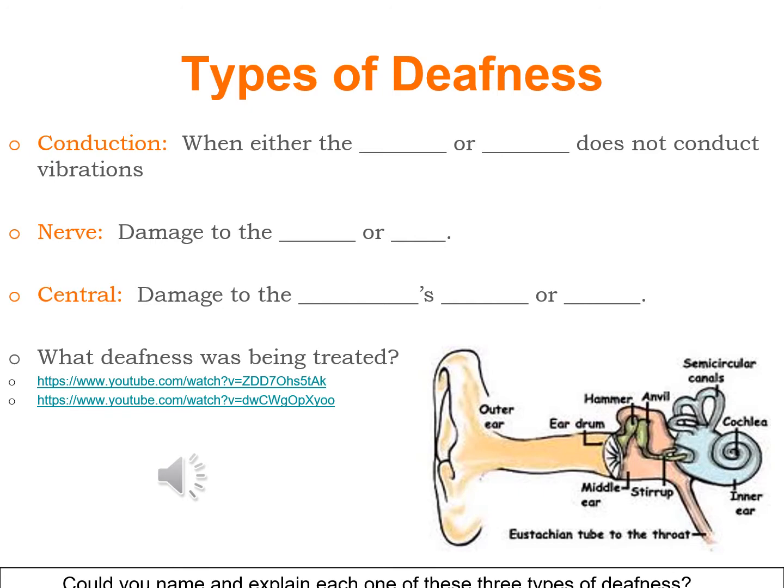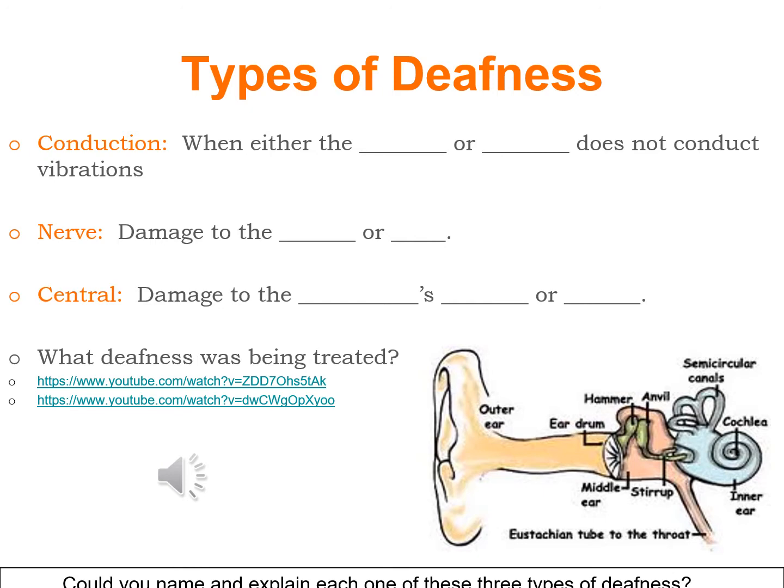Let's last consider central deafness. Now, we introduced the term central back in the biology chapter, chapter 3. Do you remember the context? Central nervous system. You might remember the two parts of the central nervous system are the brain and spinal cord. So in central deafness, the person has suffered brain damage. And what are the two brain parts involved in hearing? Think for a moment.